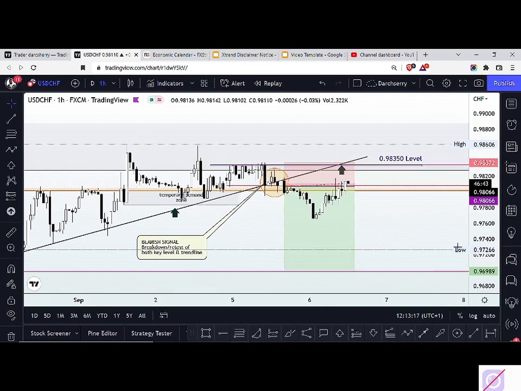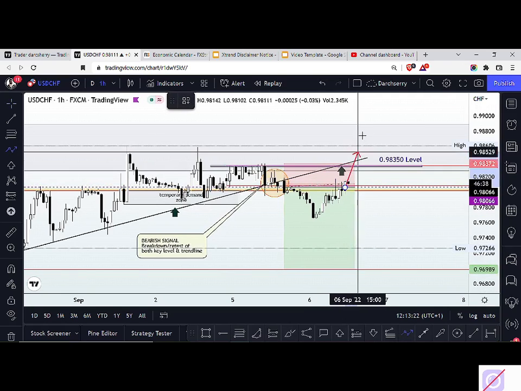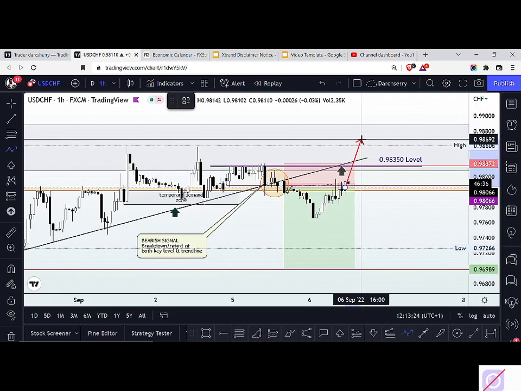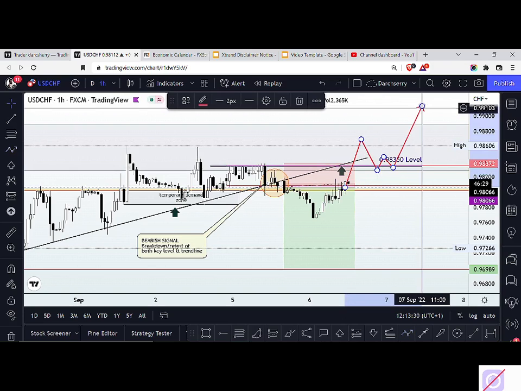But one thing I stated here is this: if at any point in time during the New York session we witness a breakout of the 0.98350 area, then we want to see that as a signal, and the retest of structure will give us a confirmation to join the rally to the upside.